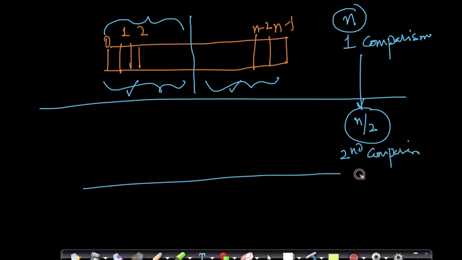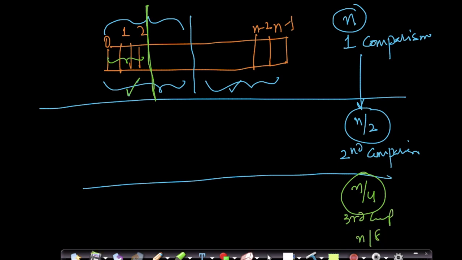Let me change the color here. Okay, let's assume I decide that it's here. I break this again into 2 equal parts, right? So now what is the size of this subarray? This subarray will be n by 4 in size. After the third comparison, it will be n by 8, right?